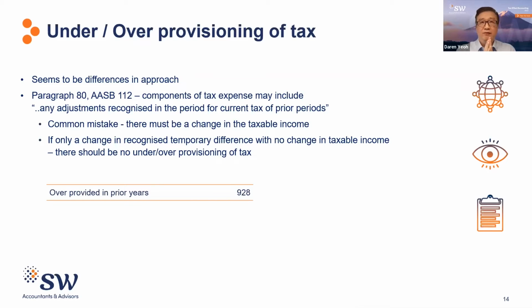Now, if, for example, your taxable income has remained unchanged, however, you chose to restate your deferred tax asset or deferred tax liability balance, that restatement is not an under and over provision because there's no change in taxable income. So that restatement simply goes through the deferred tax expense in the current year.